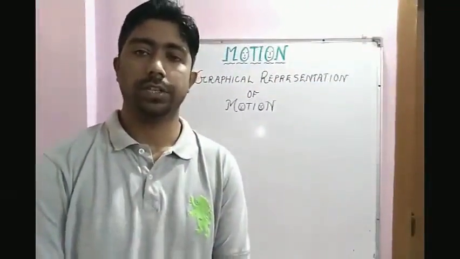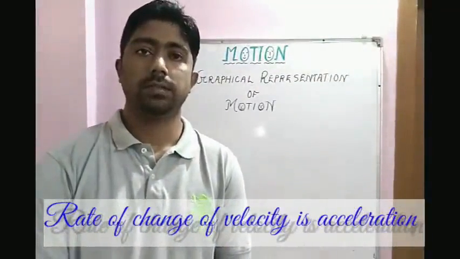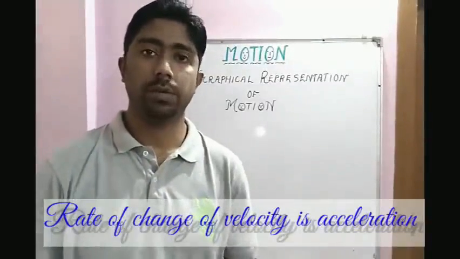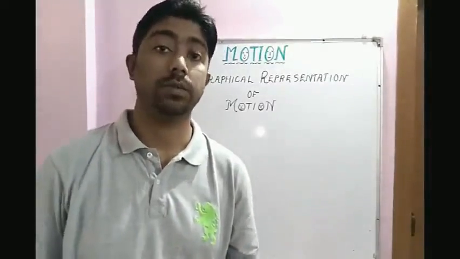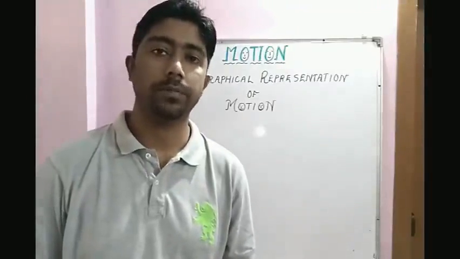We discussed what is acceleration, and we defined it as the rate of change of velocity of a moving object, and it has a particular direction. Acceleration is said to be positive when it is in the direction of velocity, and acceleration is said to be negative when it is opposite to the direction of velocity.